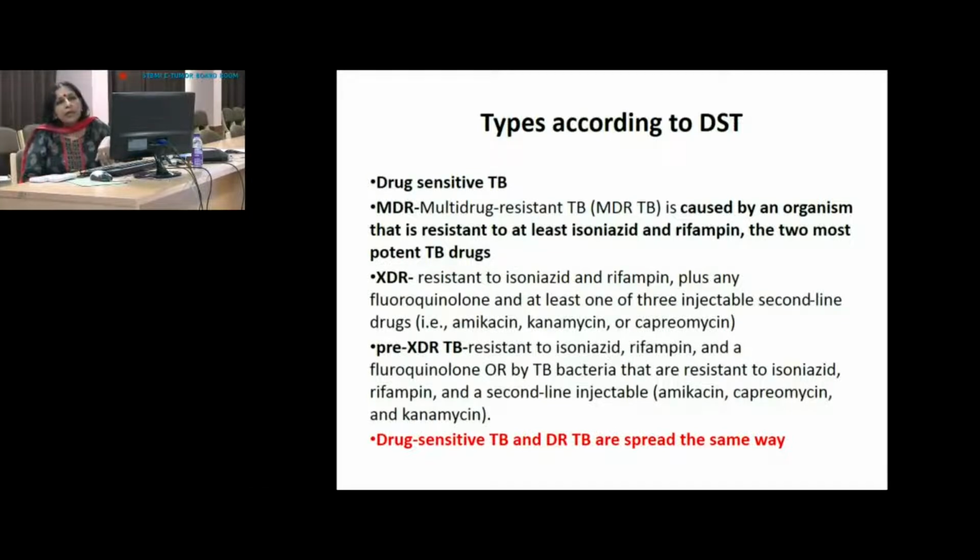And then pre-XDR, like the term says, is in between MDR and XDR, meaning there is resistance to INH and rifampicin and either a fluoroquinolone, so that's three things, or INH and rifampicin and a second line injectable, so that's three things. So any three things is pre-XDR, 2 is MDR, 4 is XDR.